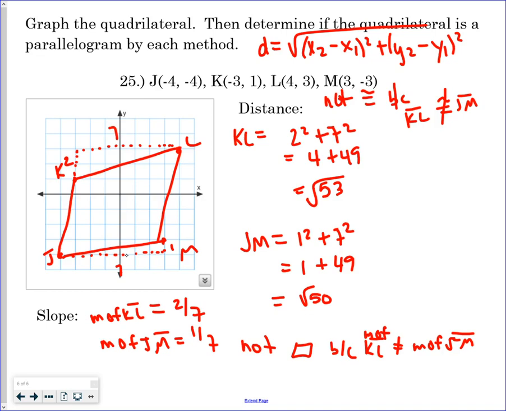Does that make sense? Okay? So no matter what, the answer here is no, no matter how you solve it. On the questions, they don't typically ask you to do 3 different ways. They ask you one. I just wanted to show you all the options.